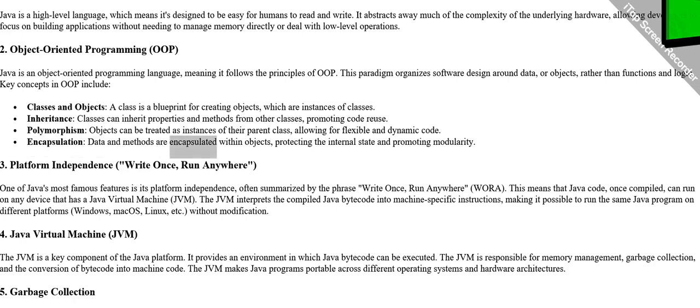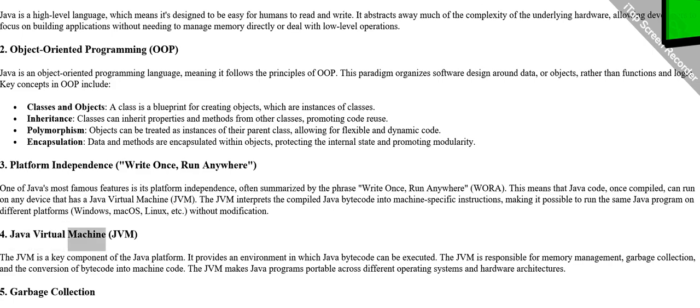Encapsulation. Data and methods are encapsulated within objects, protecting the internal state and promoting modularity. 3. Platform independence. Write once, run anywhere. One of Java's most famous features is its platform independence, often summarized by the phrase, write once, run anywhere, WORA. This means that Java code, once compiled, can run on any device that has a Java Virtual Machine, JVM. The JVM interprets the compiled Java bytecode into machine-specific instructions, making it possible to run the same Java program on different platforms, Windows, Mac OS, Linux, etc., without modification.